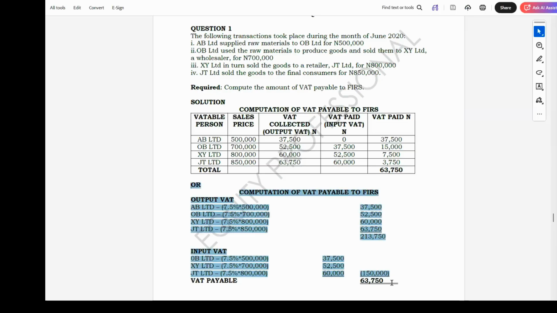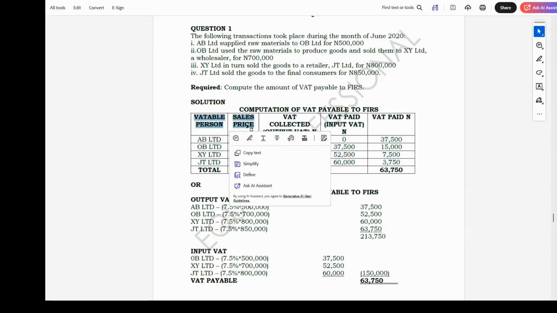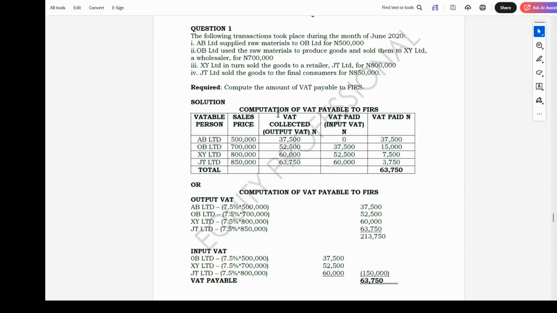That is it. And as I said, we have two ways of calculating this. Instead of going through this way, you can also put it in a tabular form. We have the VATable person, the selling price, then the VAT collected, output VAT, and input VAT. The same AB Limited, which we have here, the 500,000.